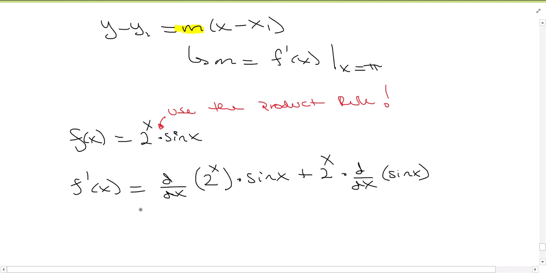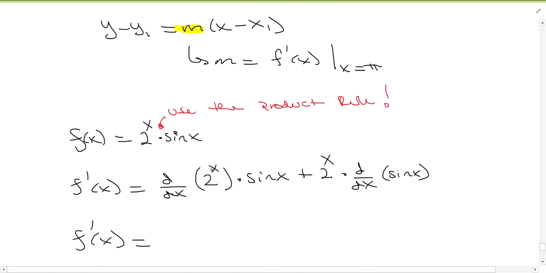Are there any chain rules involved here? No, right? Everything is to just x. So 2 to the just x, sine of just x. I recognize a chain rule if it's not just a single x in there. So here, let's write out what the derivative is.